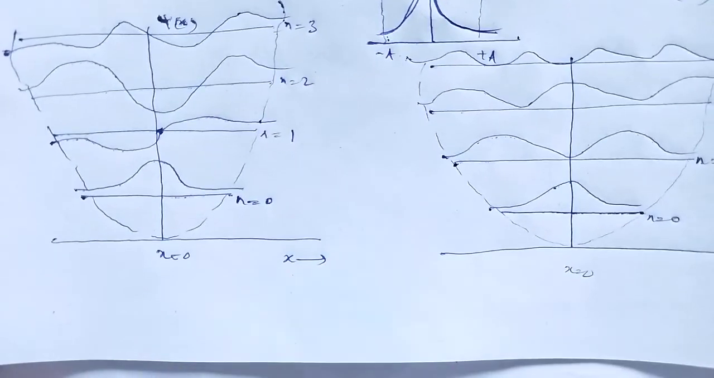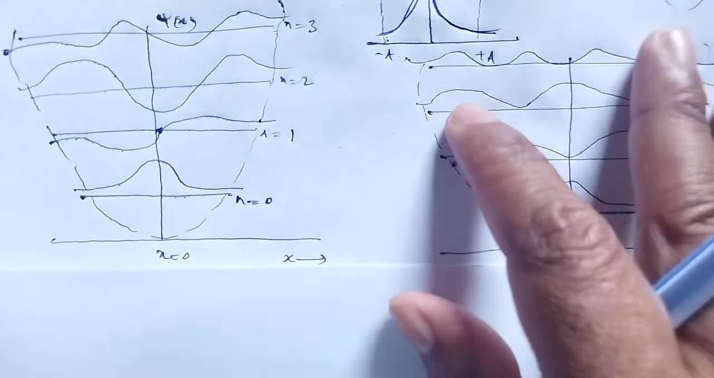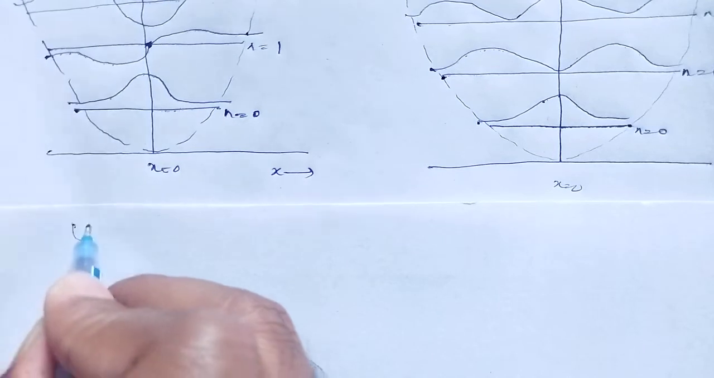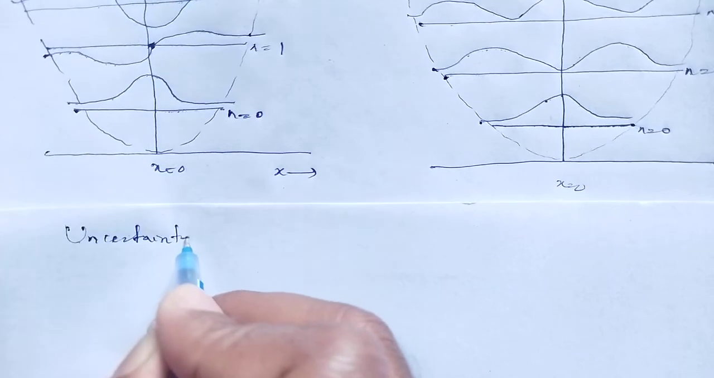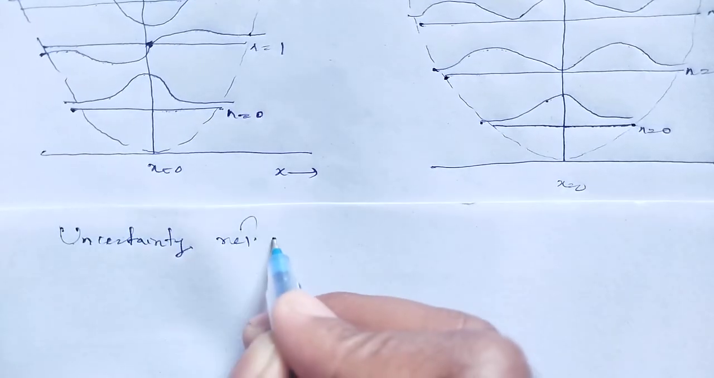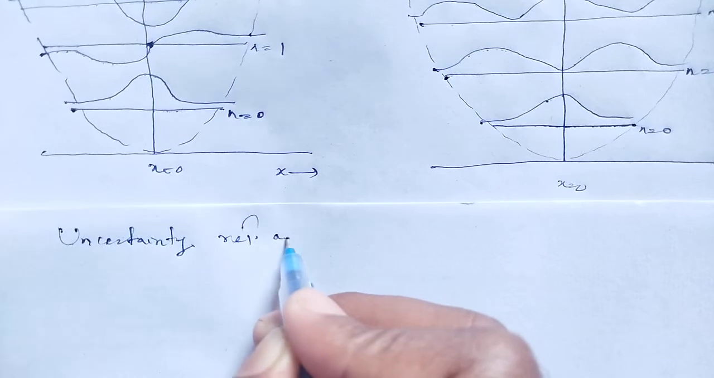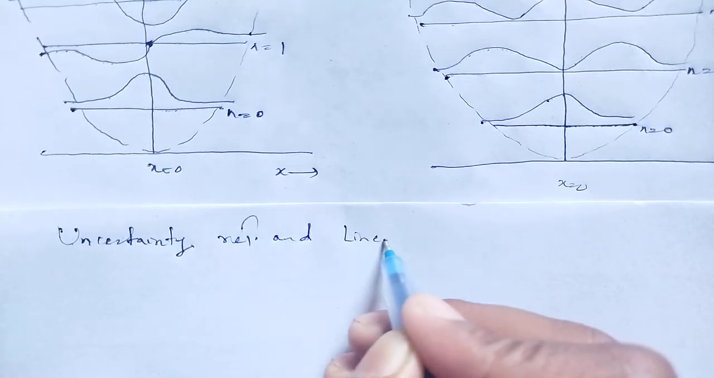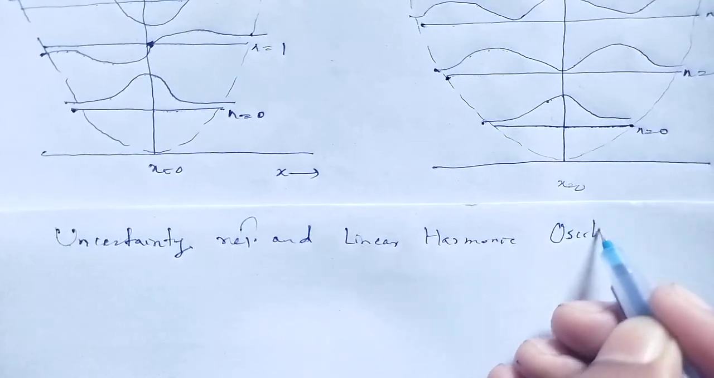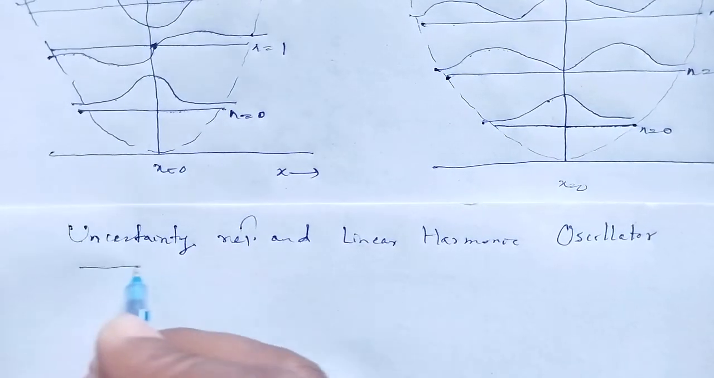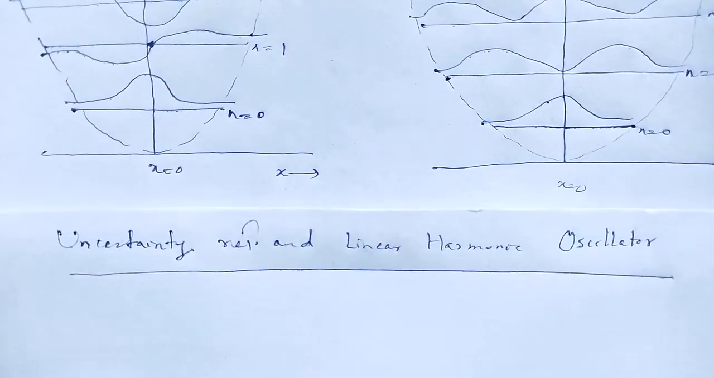Now you have to take the uncertainty relation in the case of the linear harmonic oscillator. What is the uncertainty relation? Uncertainty relation and linear harmonic oscillator.